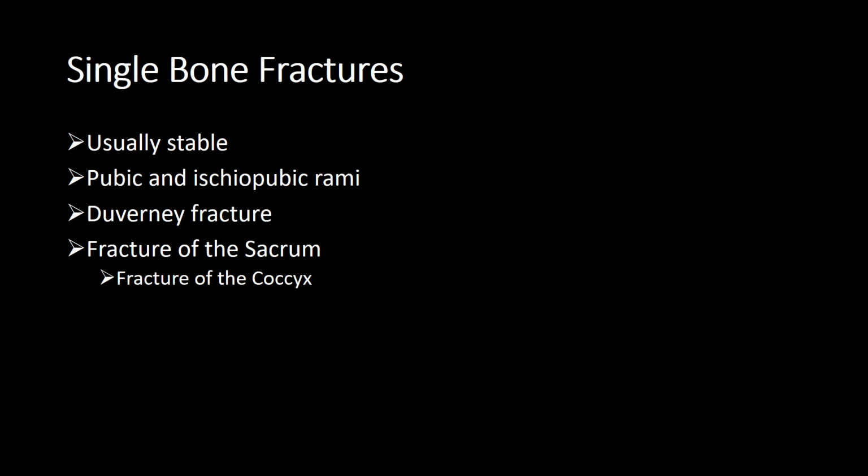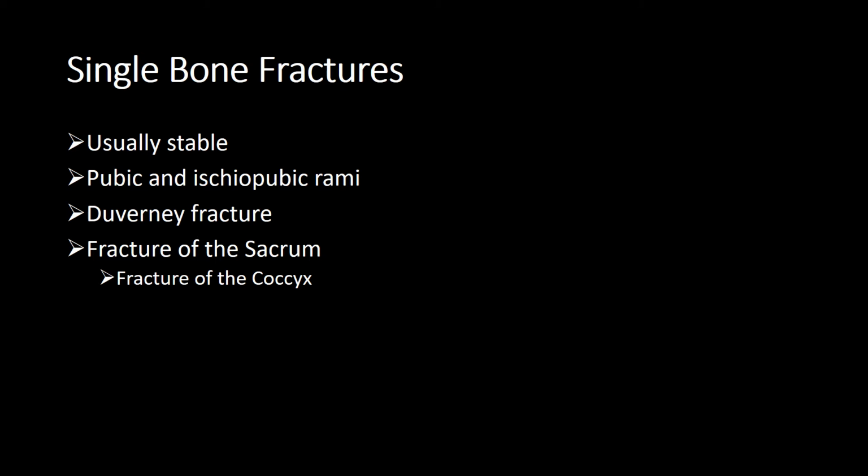So when you look for single bone fractures, the classic locations are the pubic and ischial-pubic rami. You will also need to search your iliac wings, because you can sustain what's referred to as a Duverney fracture, which is a fracture of the iliac wing. And elderly patients frequently fracture their sacrum.